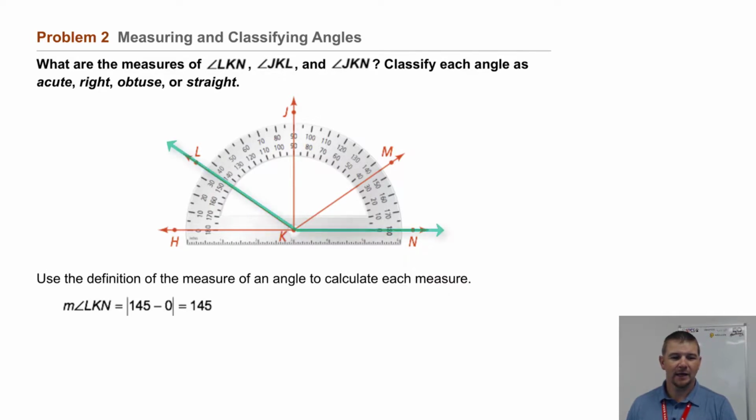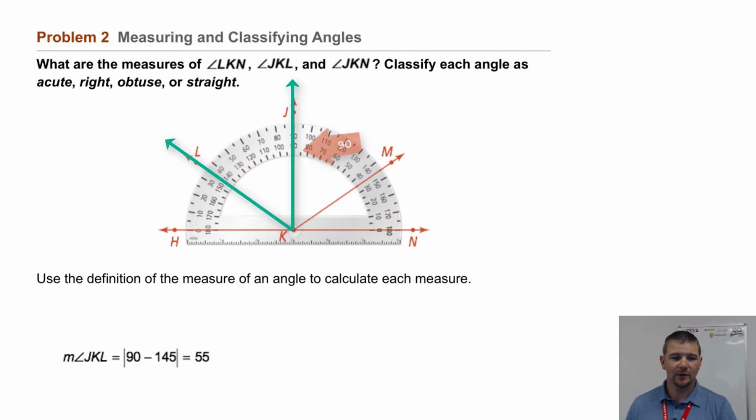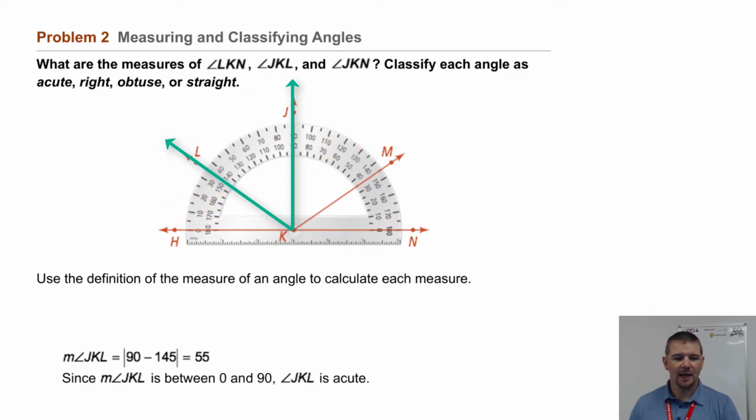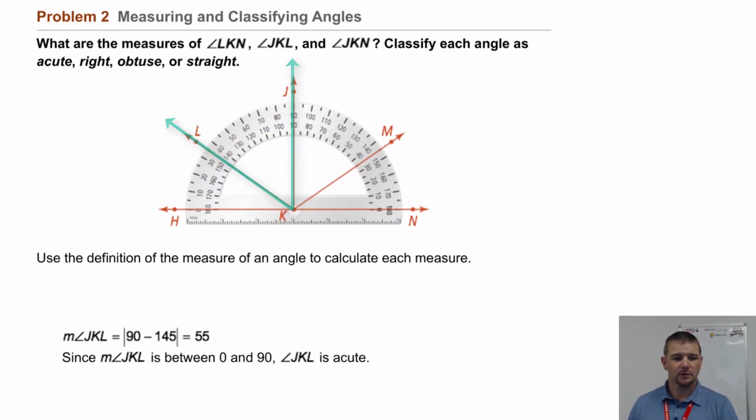First, the measure of angle LKN equals the absolute value of 145 minus 0, which equals 145. Since the measure of angle LKN is between 90 and 180, we can state that angle LKN is obtuse. Next, the measure of angle JKL equals the absolute value of 90 minus 145. That's 55. We can state, since the measure of angle JKL is between 0 and 90, angle JKL is acute.